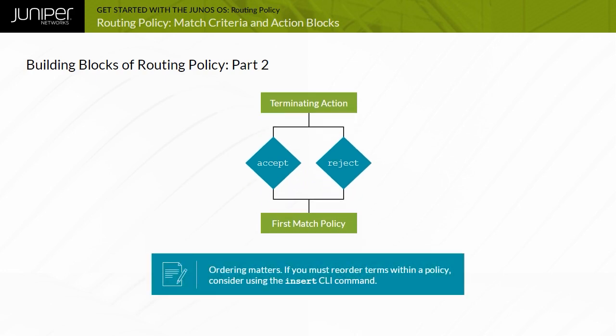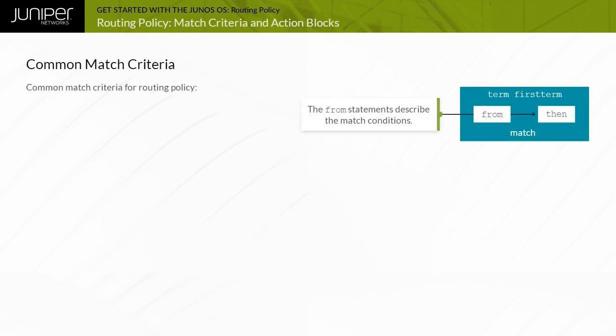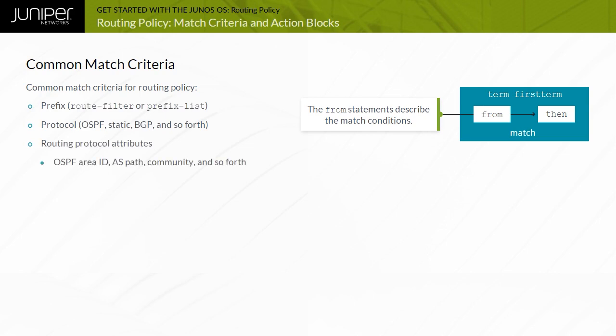Note that when Junos OS evaluates a policy, it evaluates each term sequentially. If needed, you can use the insert CLI command in the configuration mode to modify the order in which the terms appear. Here are some of the criteria you can use to select routes with from statements. You can select routes based on their prefix, protocol, some routing protocol attributes, or next hop information.